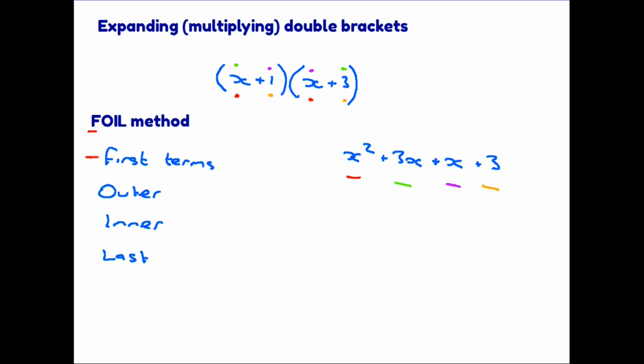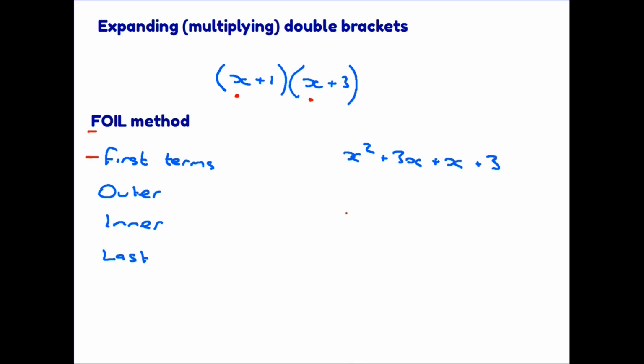So our answer is X squared plus 3X plus X plus 3. But we know that if we have any like terms in a string like this, we have to collect them together. And usually when we are expanding double brackets, we will find there are like terms. We need to collect them, so let's have a look at them in this case.